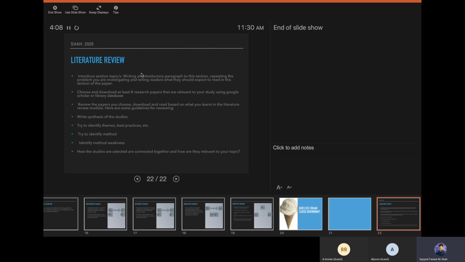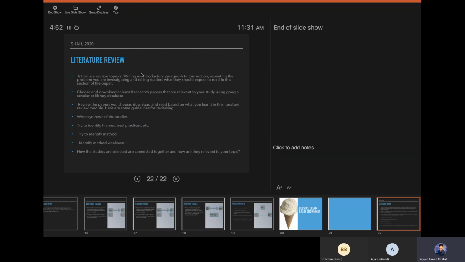starting the literature review. Now, I expect that you will choose at least 8 research studies relevant to your topic, and research papers, peer reviewed, that are relevant to your study using Google Scholar or your library database. Now, some of you may already have done this part when you were doing the annotated bibliography. At that time, some of you already downloaded and selected and read studies related to your topic. So you should not worry about this part if you already did that.